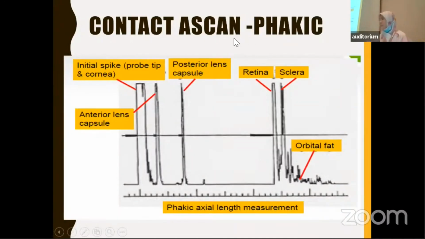Here is the spike, as we discussed earlier, in the phakic eye measurement. We have to make sure there are 5 steep rising spikes: 1, 2, 3, 4, and 5. And the orbital fat usually has a descending staircase pattern. So this is the explanation of the applanation technique.